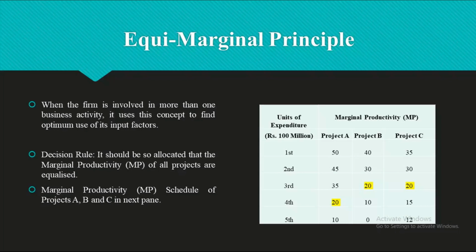Then the fifth batch, they may invest in project B or C, either of them, because both are giving 30-30. And the next batch will go to project A again because it is 20, and it can also go to project B and C, depending upon if you still have that kind of money. So you will keep on investing in the combination of these different projects until their marginal productivity becomes equal. This is the concept of the equi-marginal principle.